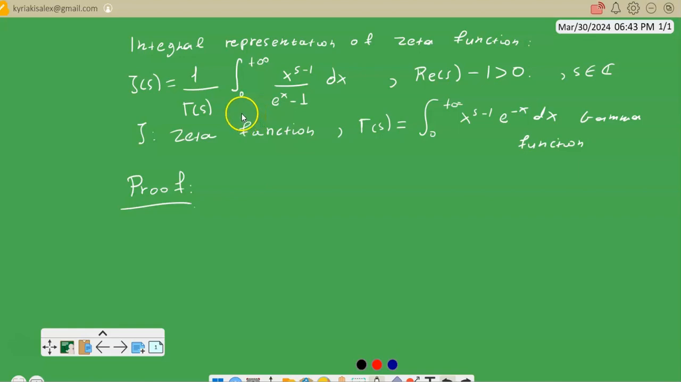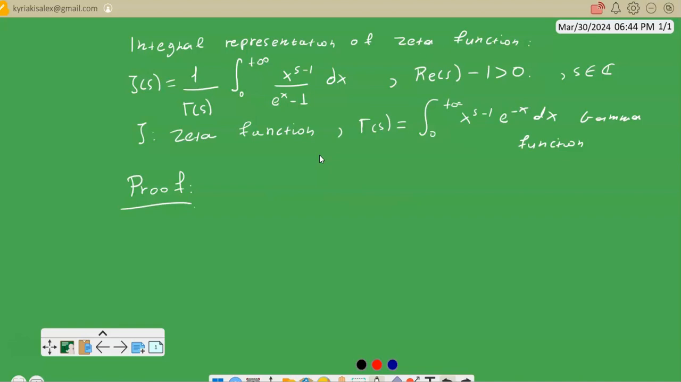In this video, we will show how to derive the integral representation of the zeta function. This is my zeta function, and this is the integral representation, where the real part of the complex number s, the real part is strictly greater than 1. Zeta is the zeta function. This notation is used in the bibliography, and gamma is the so-called gamma function.